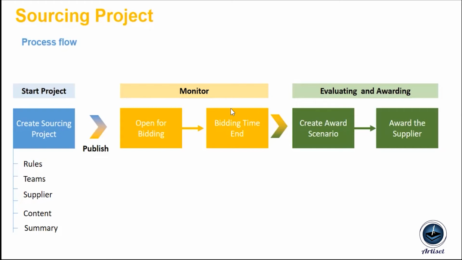Once the supplier bids their proposal within the defined timeline which we set during the rules setting, then we can create an award scenario. It can be done automatically or manually, and we can award the suppliers based on the percentage of quantity that we want to give. Some lot to one supplier and some lot to a different supplier. That provision is there in Ariba.